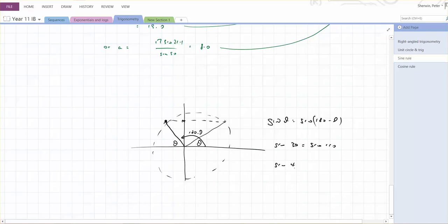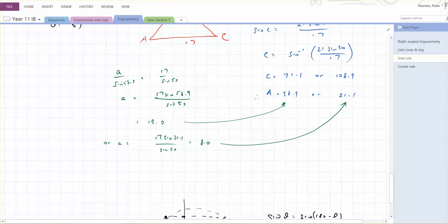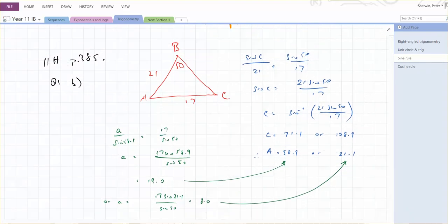Sine 40 is equal to sine of 180 minus 40, which is 140. Sine 85 is equal to sine of 180 minus that, which is 95. It goes on. So using that, and looking at question 1b now, the information you're given in 1b is what you see on the screen: 50 degrees for angle B, 17 for side B, 21 for side C.